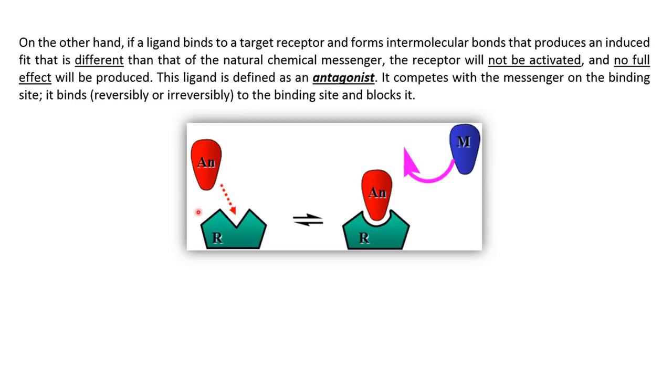Okay, so what happens if we design a drug that produces a different induced fit? In this case, the receptor is not going to be able to produce the signal transduction and the biological effect we are looking at. And in this case, this drug will be called an antagonist. This drug would bind to the binding site and prevent the natural chemical messenger from binding to the binding site. It competes with it, and as a result, the receptor will not be activated and will not see the full effect.